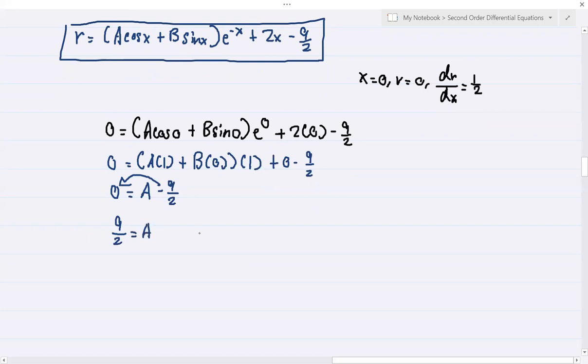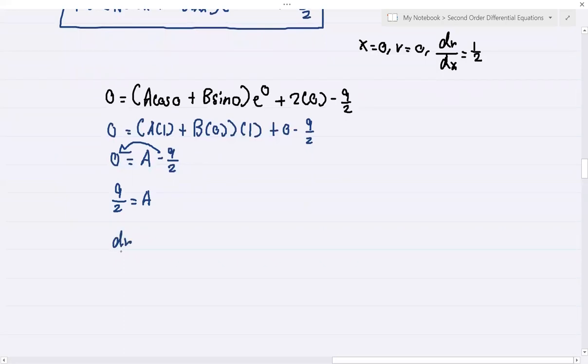That's it. But we're not done yet because we need to find your b. And again, you cannot simply substitute your a in your general solution. Okay? And as you can see, we have dr all over dx. So we can have another equation that you can use to substitute your a. So by getting your dr all over dx, you're going to get the derivative of your general solution.